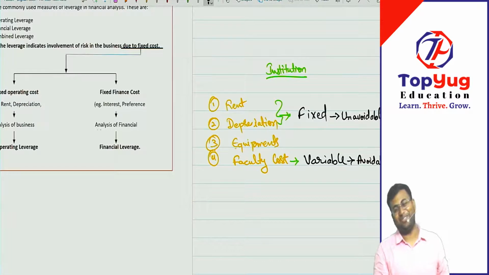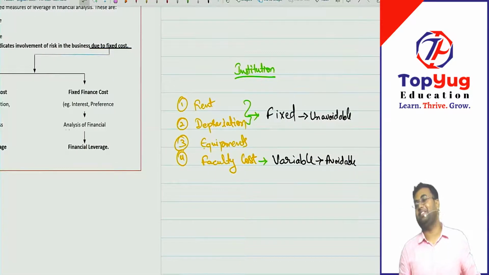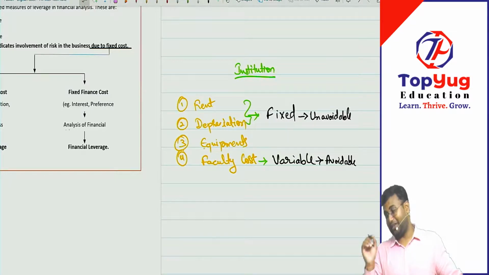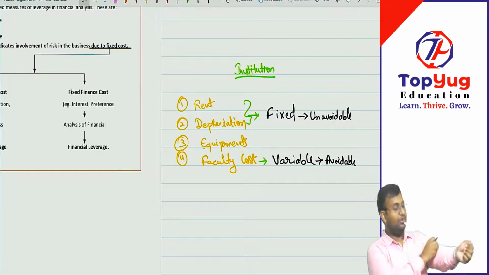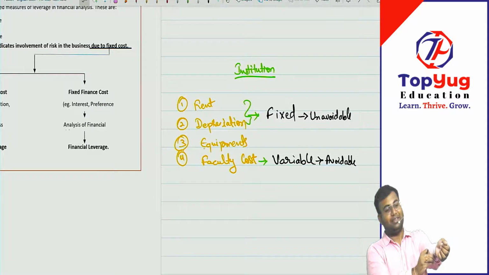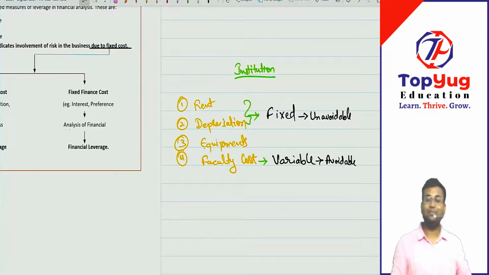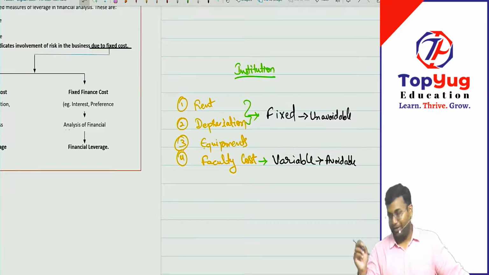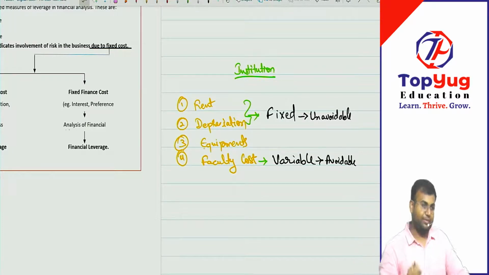Sir, we cannot avoid you, sir. I understand your sentiments, but finance doesn't work on sentiments. The first line which you should write down here is: no emotions with money, right? So that's why fixed is unavoidable, variable is avoidable.